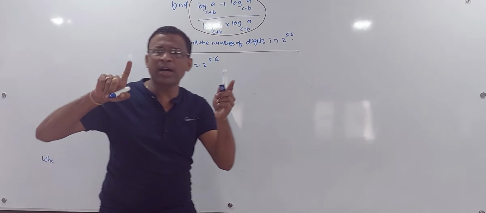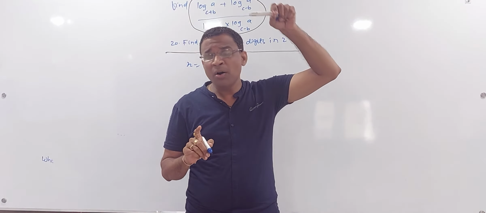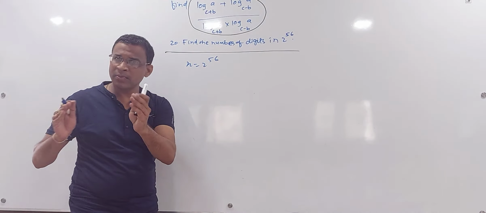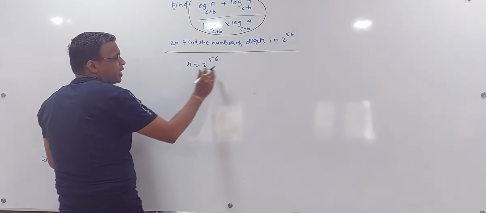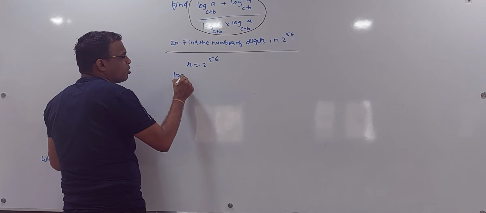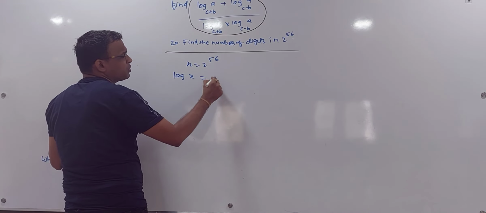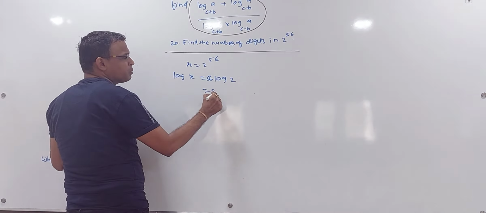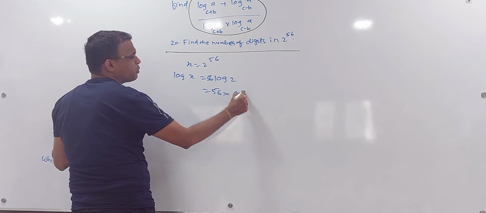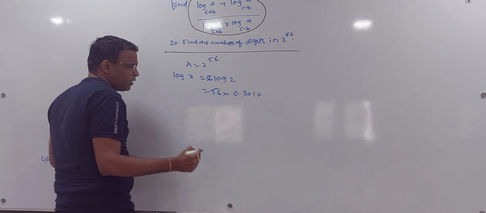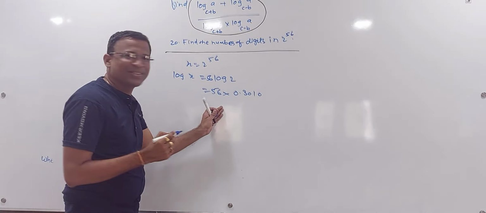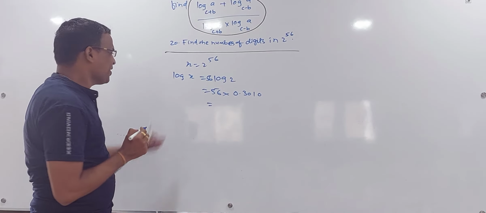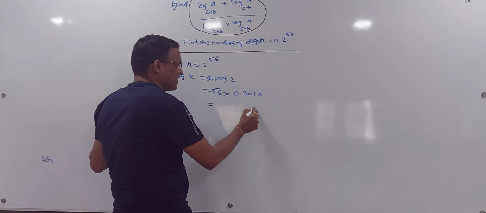For this you may require a little knowledge of how to check log value from table. It requires characteristic and mantissa part. So just see. So x is equal to 2 to the power 56, taking log of both sides to the base 10. So it is log 2 to the power 56. 56 moves ahead. So 56 into log 2 value, which is 0.3010. Fine. And I hope that everyone knows the table of 56. I used to say this in my class. Everyone knows the table of 56.